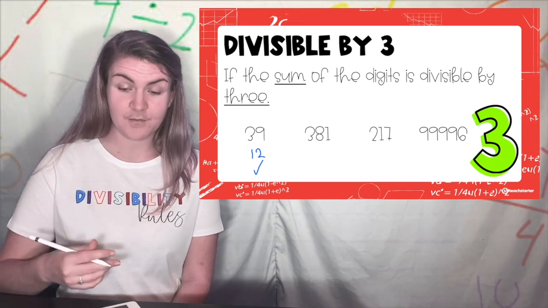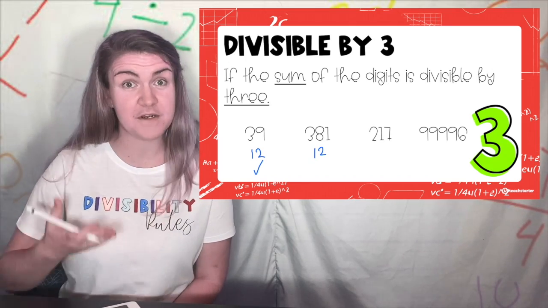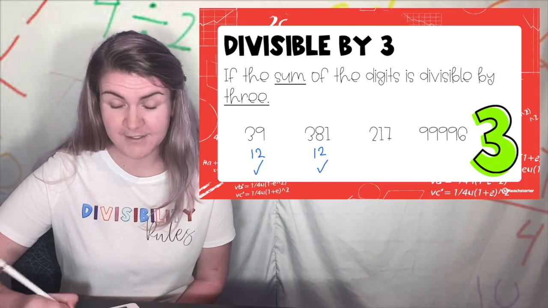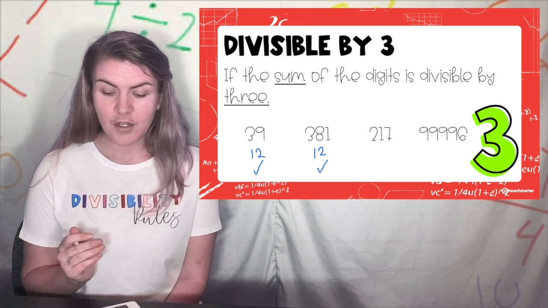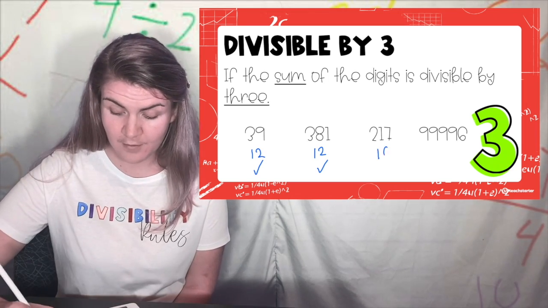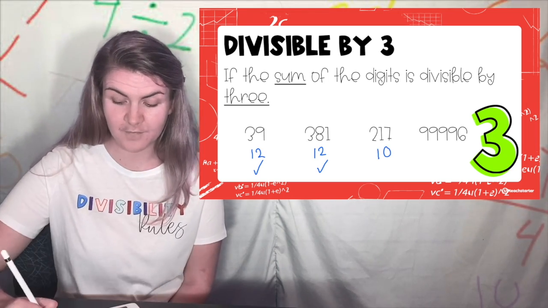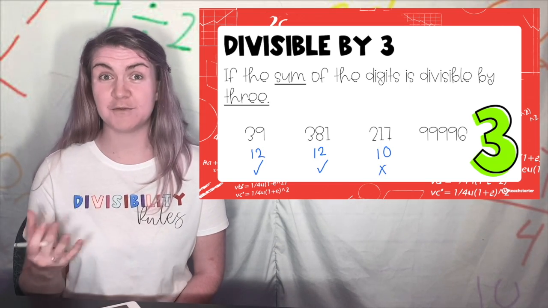381, that's 3 plus 8 is 11, plus 1 is 12. So 3 goes into 12, so 3 must go into 381. 217, 2 plus 1 is 3, plus 7 is 10. 3 does not go into 10, so 3 does not go into 217. You can actually repeat this rule multiple times.